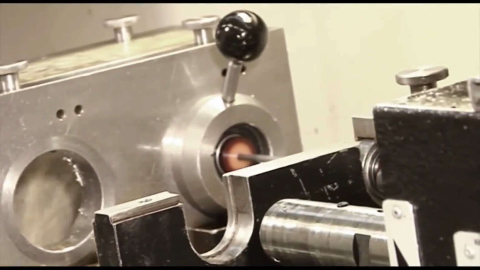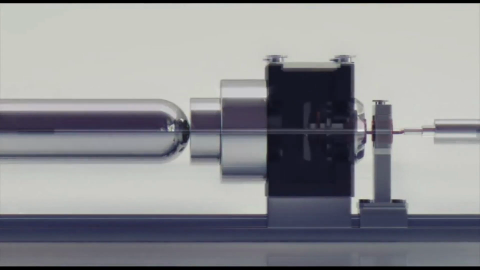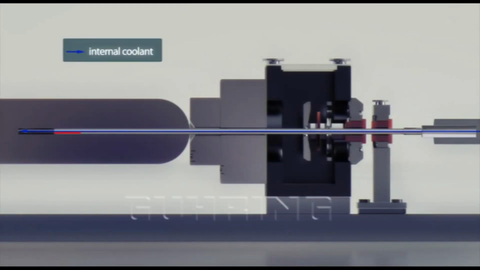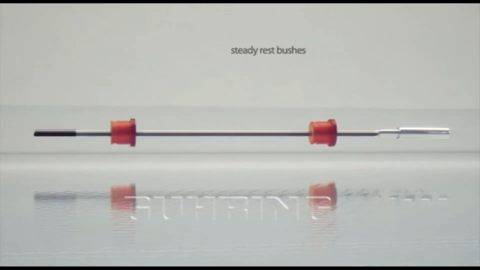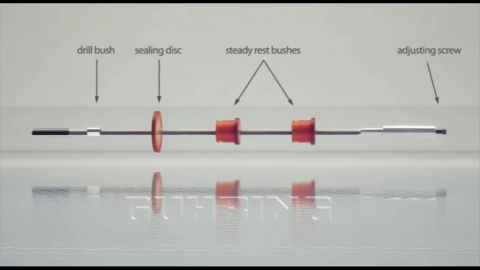This procedure also involves using high-pressure interior cooling. Chip removal is integrated right into the drilling bush holder. An important point when drilling with gun drilling machines is that additional equipment is required: steady rest bushes, a sealing disc, a drill bush, and an adjusting screw.